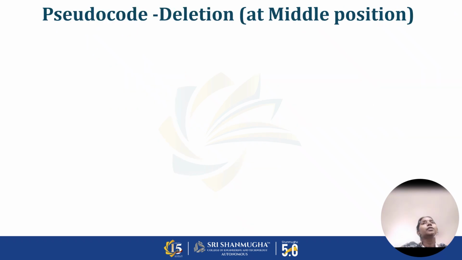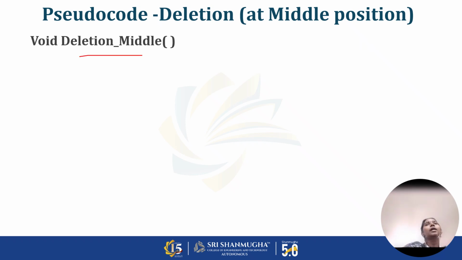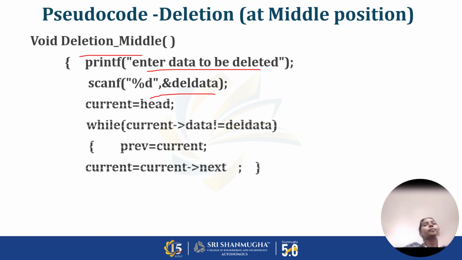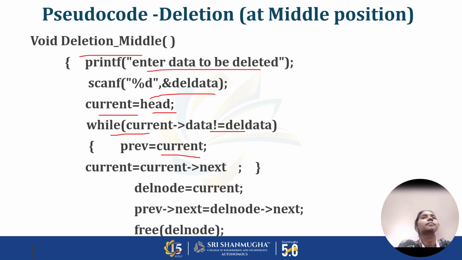And this is the pseudocode for deletion at the middle position. Void deletion middle. printf enter data to be deleted, and scanf %d into del data. Current is equal to head. While current data is not del data, previous is equal to current, and current is equal to current next. Del node is equal to current, and previous next is equal to del node's next. Then free del node.